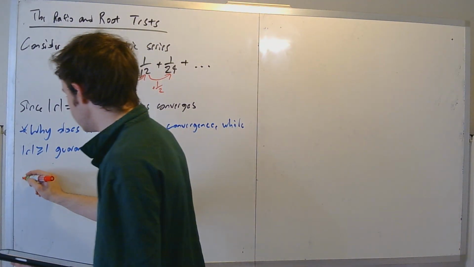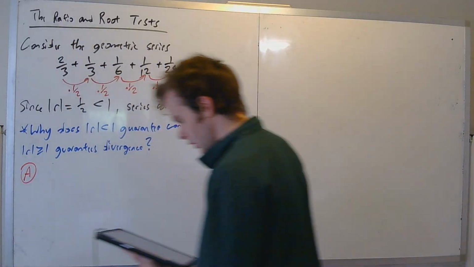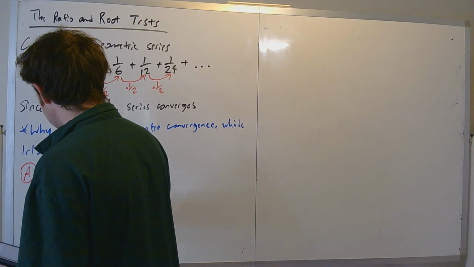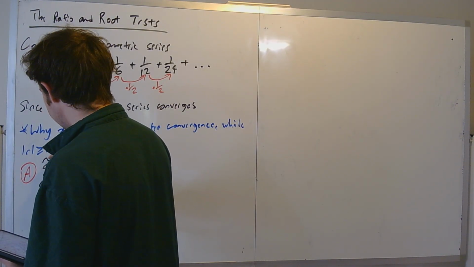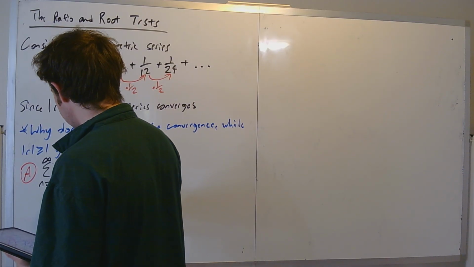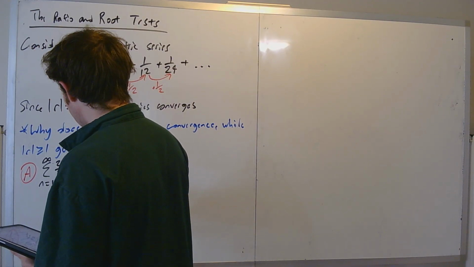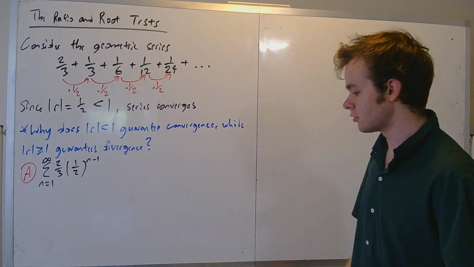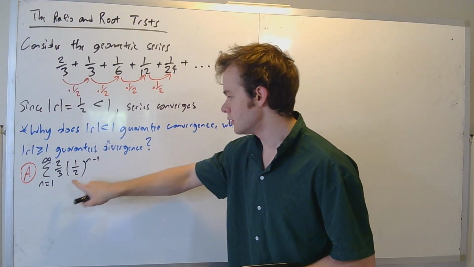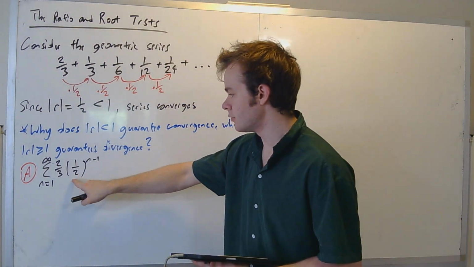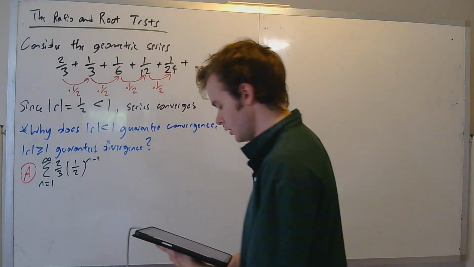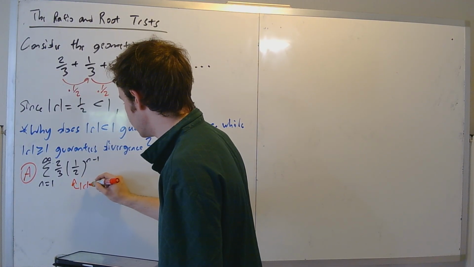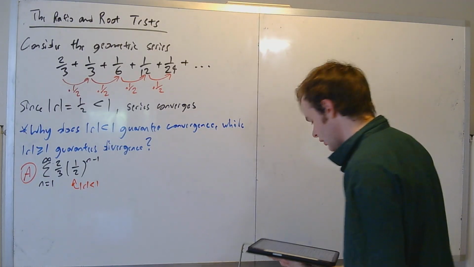So let's say we have series A here, and series A is going to be the sum from n equals 1 to infinity of 2/3 times 1/2 to the power of n minus 1. So remember, whenever we have these geometric series, we can just read off that this is A and this is R. So R is equal to 1/2, so this thing should converge. The reason is that here the absolute value of R is less than 1. So this thing should converge.